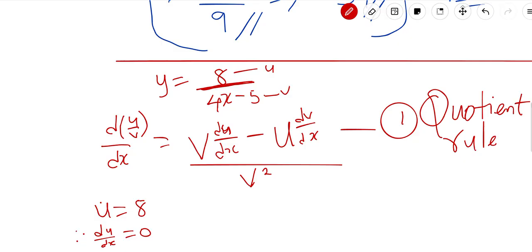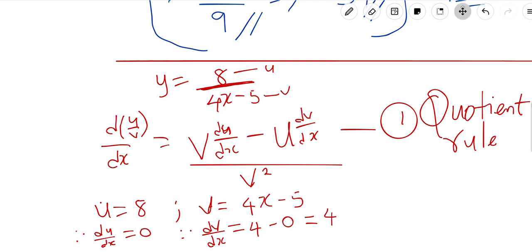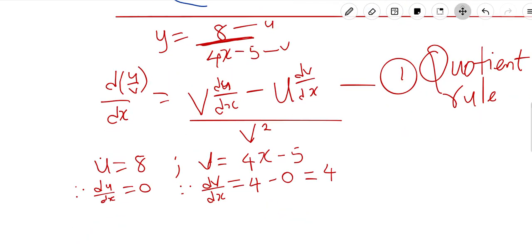And then in the same vein, we have our v is equal to, what's our v? 4x minus 5. Therefore, differentiating v with respect to x, it's going to give us 4 minus 0, which is equal to 4. When you differentiate 4x, you have 4, and when you differentiate a constant 5, you have 0. So 4 minus 0 is 4. So now let's plug it into equation 1.